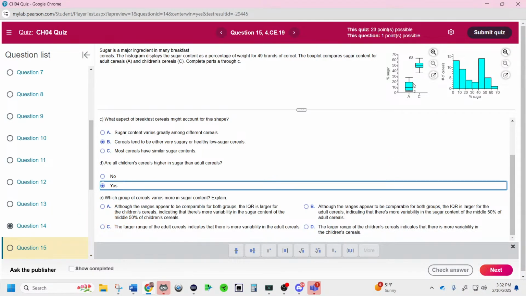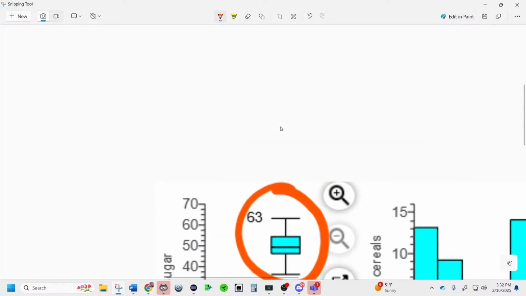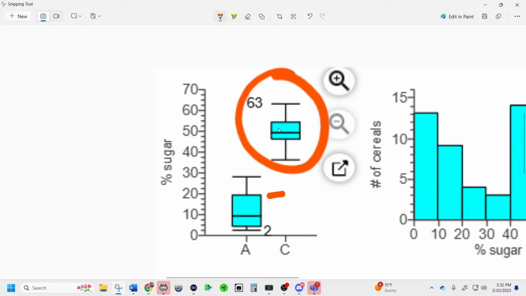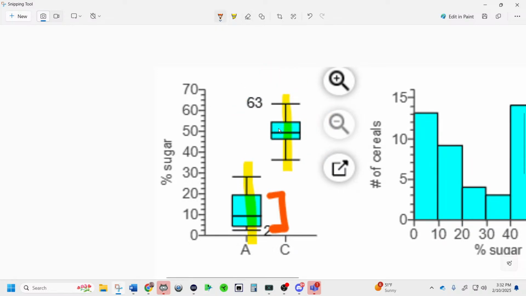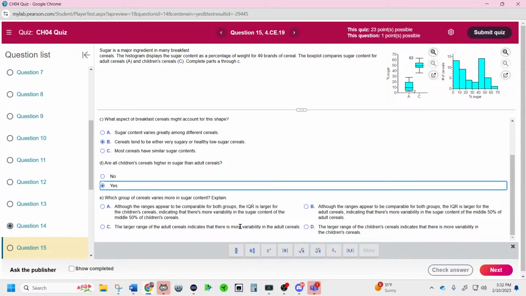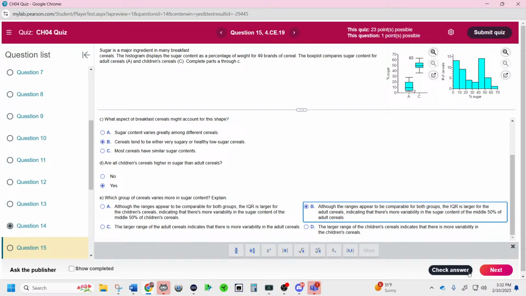Look, the adult cereal has a bigger IQR. The IQR is the range of the middle 50%. So if you go right here, you can see a bigger IQR in the adult cereal. They both have about a similar range. The ranges are virtually equal, but the IQRs are different. The adults have a bigger IQR. Although the ranges appear to be the same, there is more variability for adults.